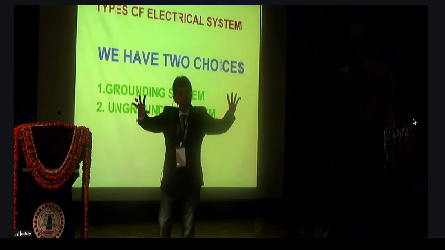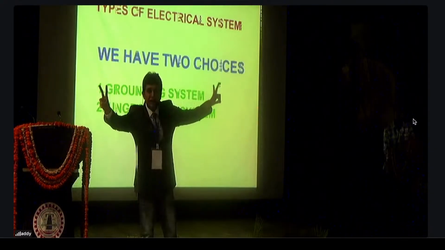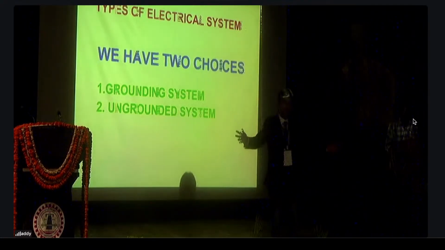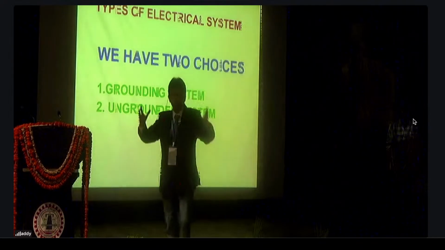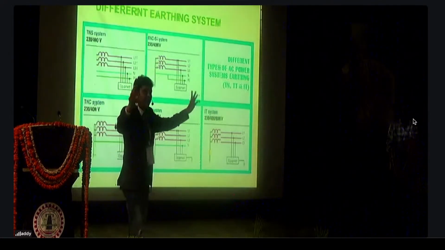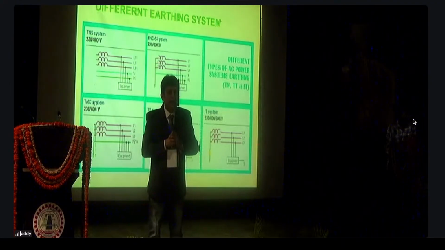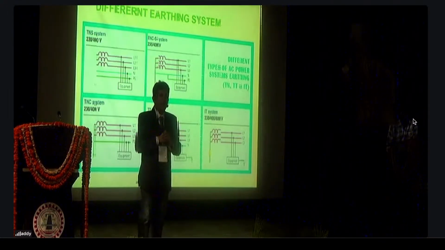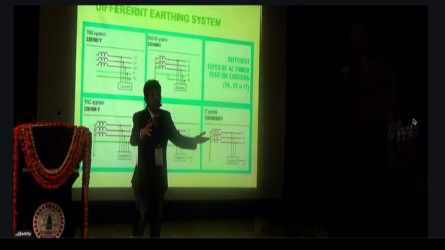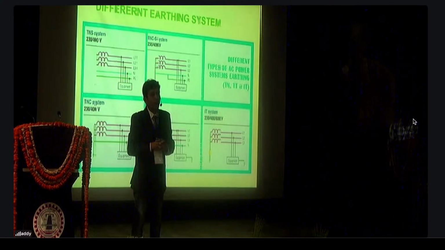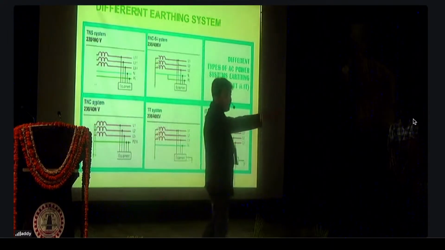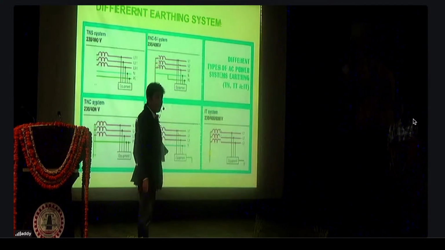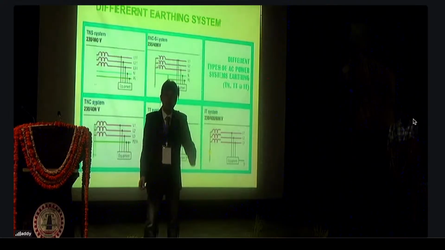And when you talk about systems, electrical system, you have only two choices: grounded and ungrounded. When I say grounded, again, your grounded system comprises of these terms: TNS, TNC, IT, TT. And all these things depends on the application you have. One particular type can't be applicable for others application at all.